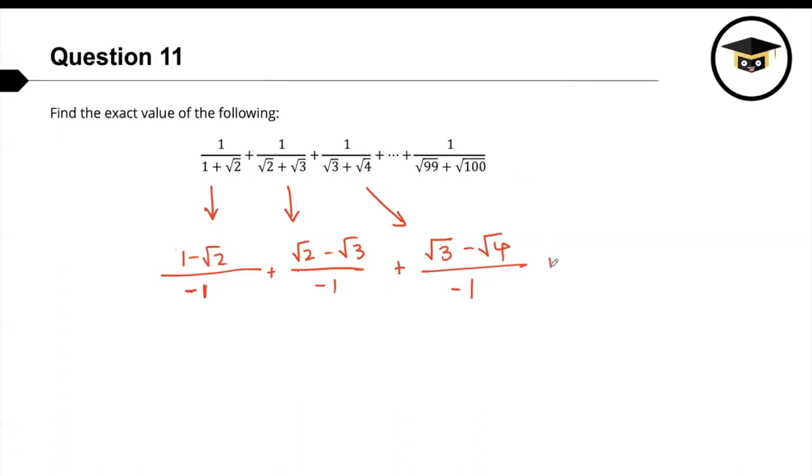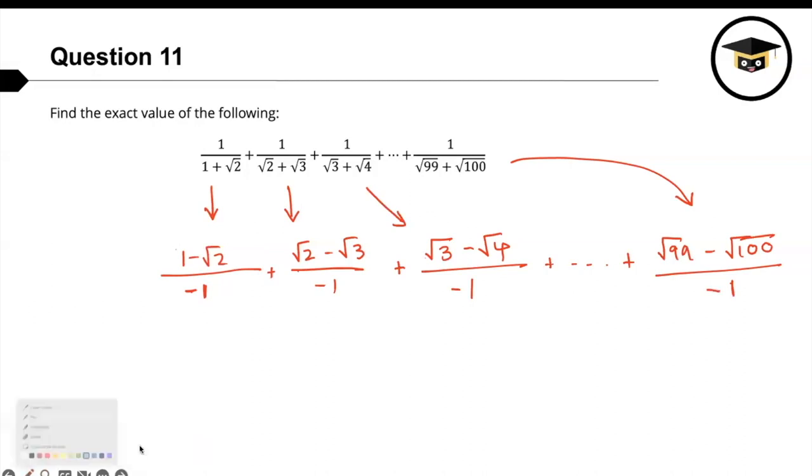And then if we just write the dot, dot, dot, and go to our last fraction, well, the last fraction is something similar. The conjugate of that is root 99 minus root 100. And then the denominator is going to be root 99 squared minus root 100 squared, which is 99 minus 100, which is also negative 1. So these all have the same denominator. So we just need to look at the numerators now.